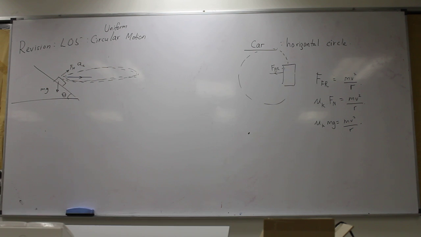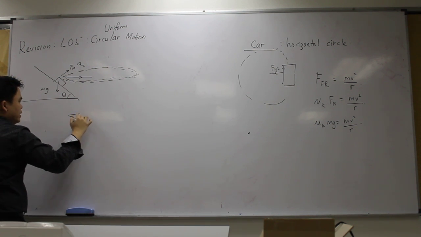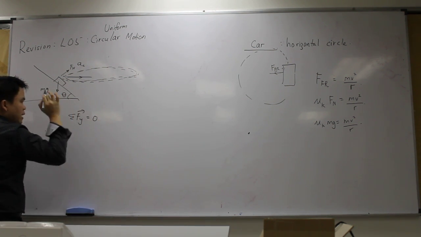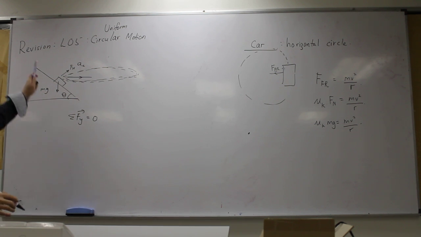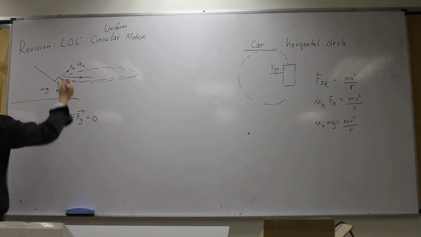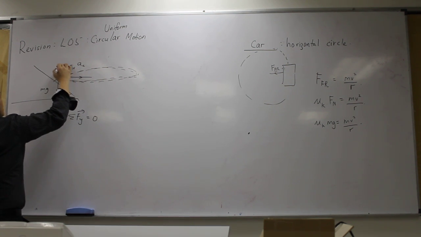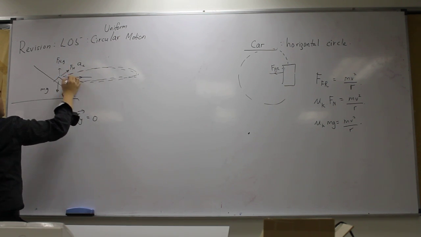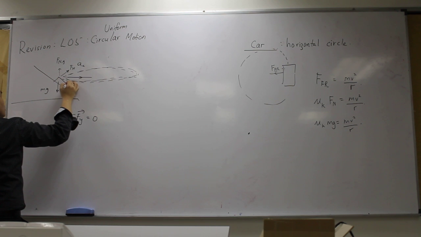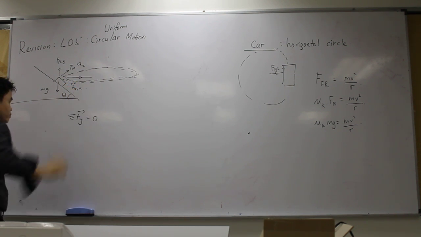Since just now I said that there is no vertical component or vertical movement, which means that sigma Fy is equal to 0. And this sigma Fy equal to 0 means that definitely there is a vertical component to cancel the mg. So you need to cut it here. So this is Fn y. On the other hand, you resolve it here also, there is Fn x.